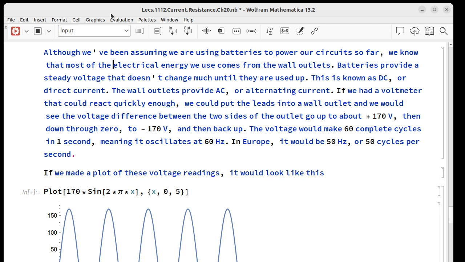If we had a voltmeter that could react quickly enough and we could read it quickly enough, and we put the leads into opposite sides of a wall outlet, we'd see the voltage difference between the two sides go up to about 170 volts, back down to negative 170 volts, and then back up. This would all happen in a 60th of a second. If we were in Europe, it would take a 50th of a second. If we made a plot of the voltage readings, it would look like this, a sine wave centered around zero.